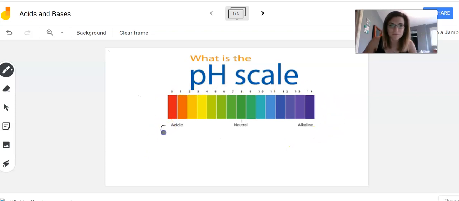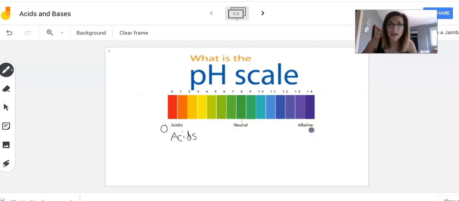So 0 is where we have our acids, okay? So over here are our acids. I'm just going to kind of add on to this scale as we go through. And you can see that they're colored as red and orange and yellow. So again, the stronger the color, the stronger the acid, okay?